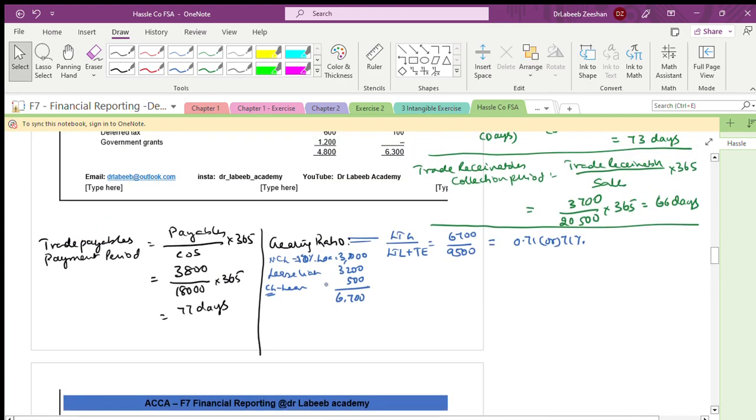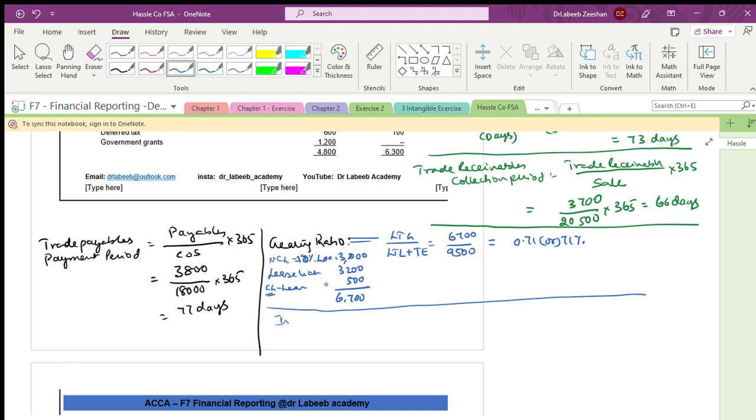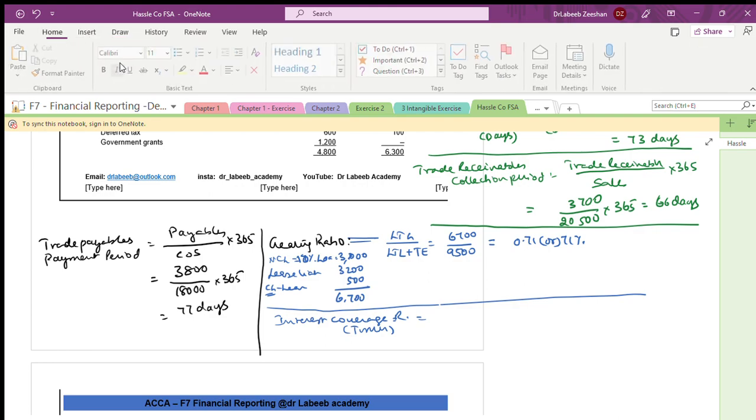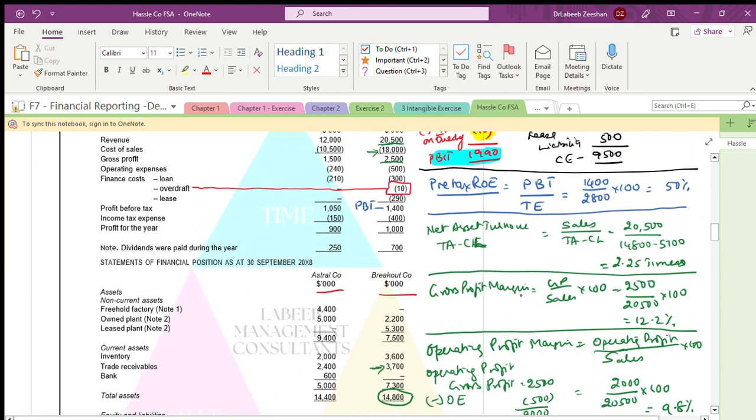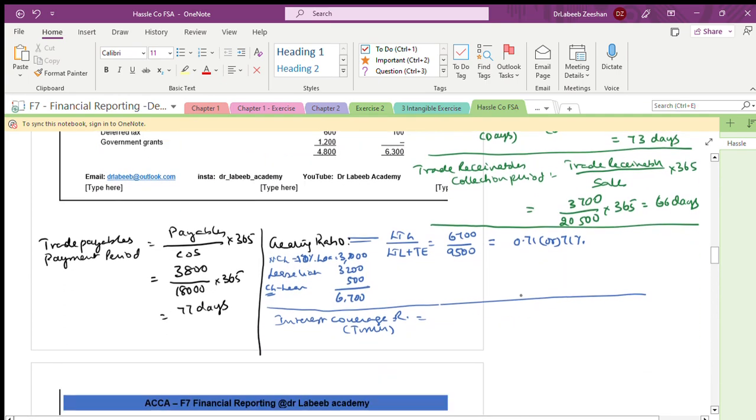Next, interest coverage ratio. Interest coverage is in terms of times. Interest coverage ratio is profit before interest and tax divided by interest expenses.